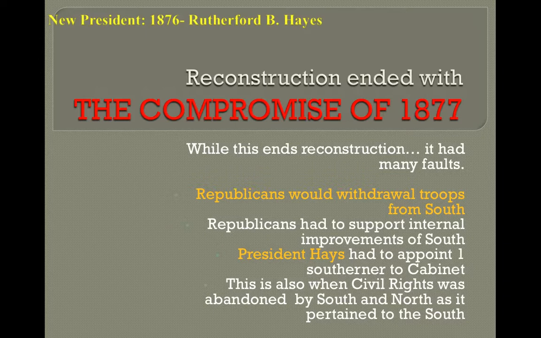Now, Reconstruction will end. President Hayes is elected in 1876, okay, and he is going to sign the Compromise of 1877 that officially ends Reconstruction. Pause this, get it down. You don't have really very much to do, but I do want you to make sure you add in Rutherford B. Hayes as the president who signs it. While this ends Reconstruction, it has so many faults.